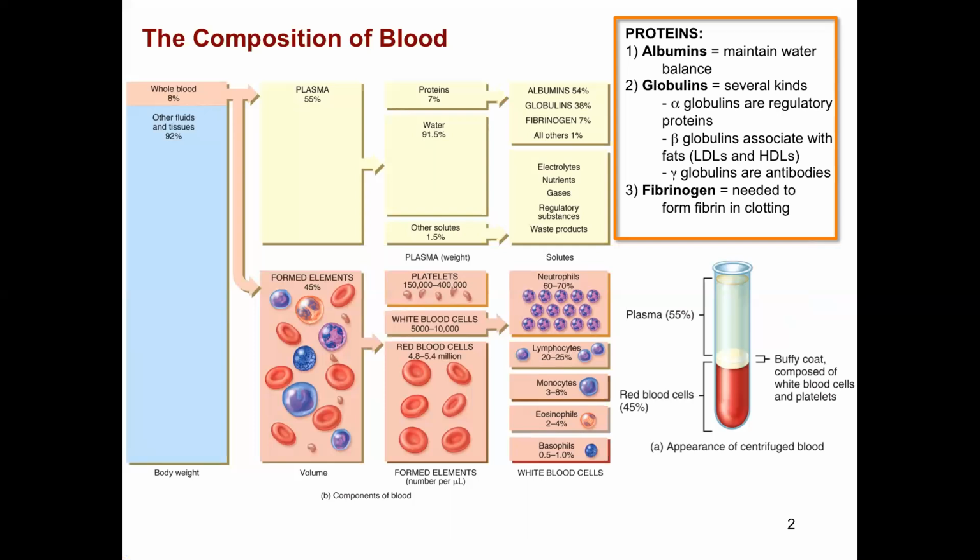These alpha globulins are regulatory proteins, and the beta globulins, you might know them better by what they associate with. Low density lipoprotein and high density lipoprotein are the bad and good fats. The LDL is what you call bad fat, and the HDL is the good one, but they're associated with proteins, and those are called the beta globulins, right? But for 105, we'll just concentrate on the gamma globulins, or the antibodies, right?